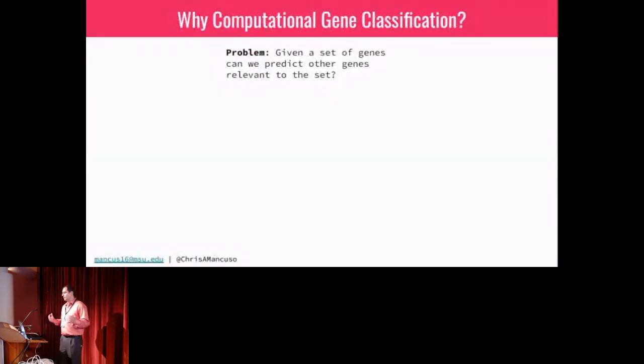So the problem that we're trying to solve here is, if someone has a gene set of interest, can we predict other genes that are relevant to that set? So how do people get gene sets of interest?